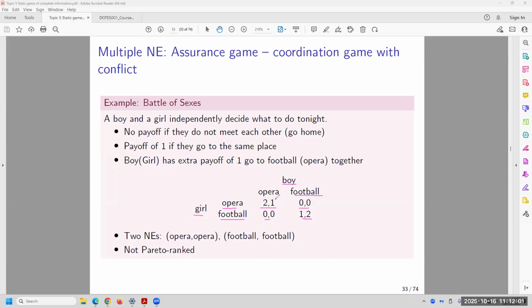And you can easily check these two are Nash equilibria, and the zeros are not, right? But of these two Nash equilibria, you can't tell which is better than the other. You can't say opera is better than football. All right. You can say opera is girl optimal, it's good for the girl, and football is good for the boy. And as I said, very often we will be able to pick one over the other. It's a tie-breaking rule, right?